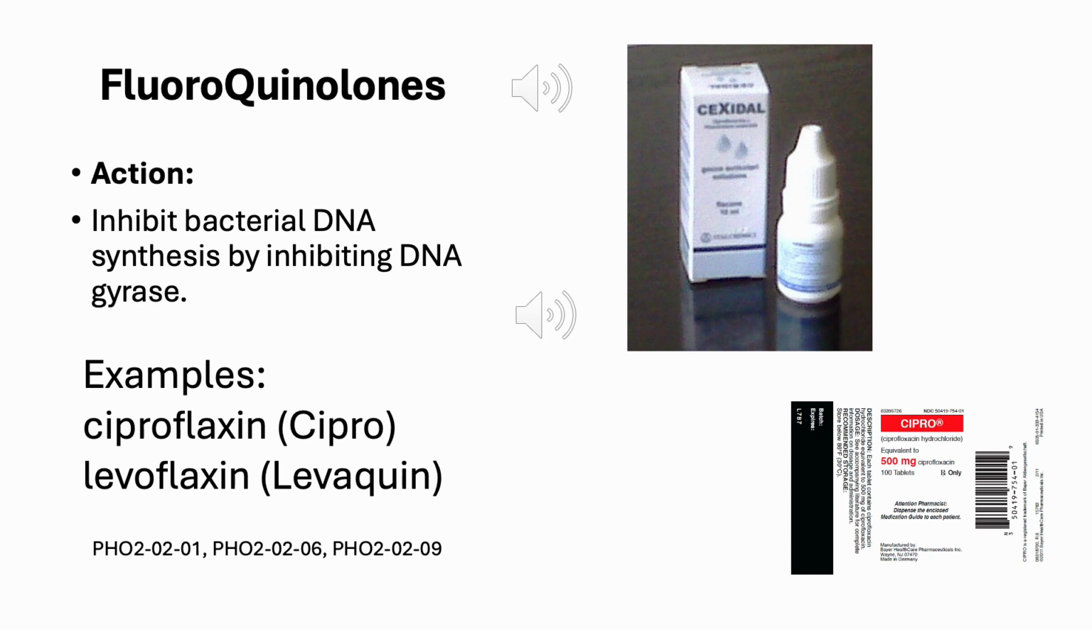Fluoroquinolones, the action of this antimicrobial drug, also known as an antibiotic, is that it inhibits bacterial DNA synthesis by inhibiting DNA gyrase. The examples of this drug are ciprofloxacin, known as Cipro, and levofloxacin, known as Levaquin. Fluoroquinolones are contraindicated to be given along with dairy products and enteral tube feedings because they reduce the absorption of these drugs.